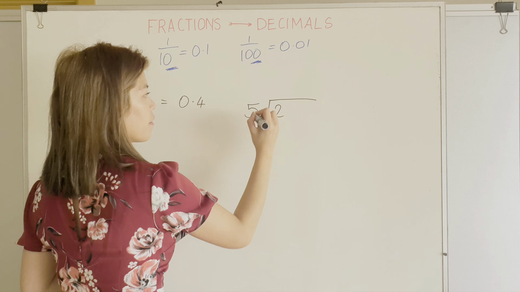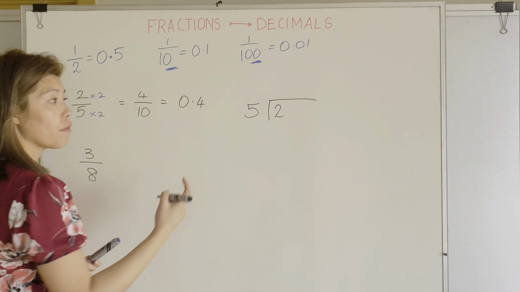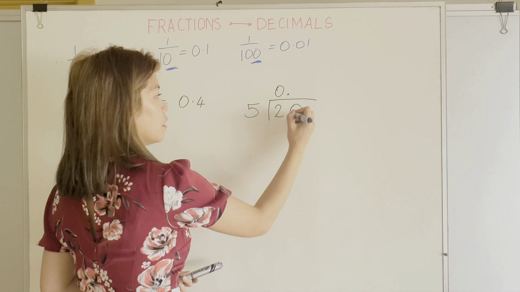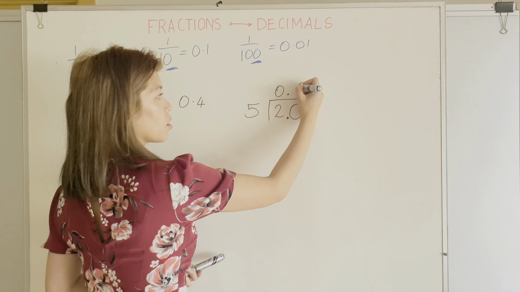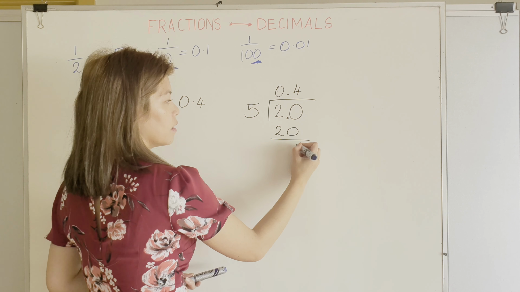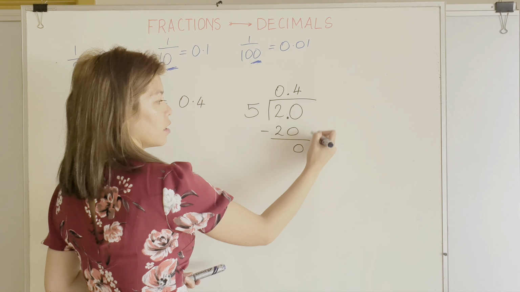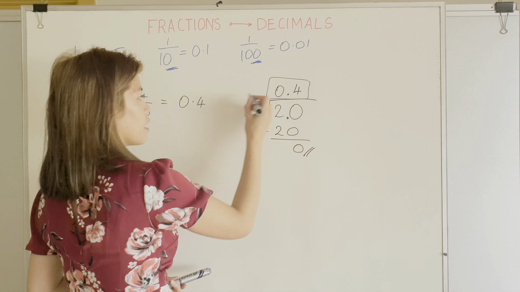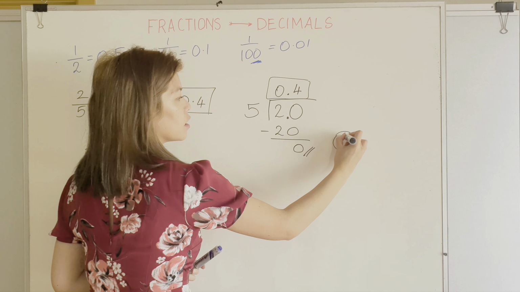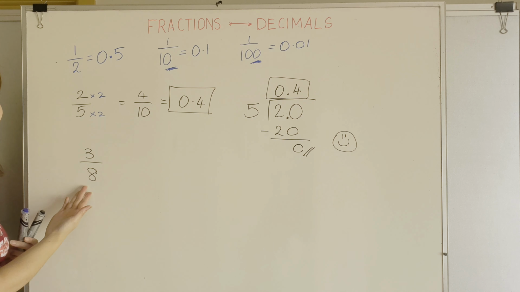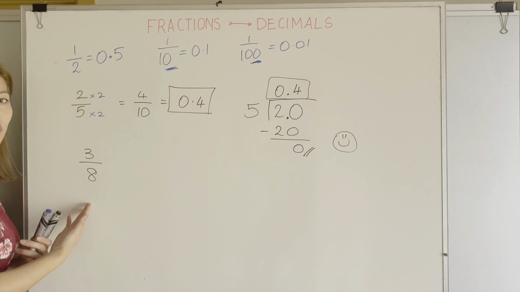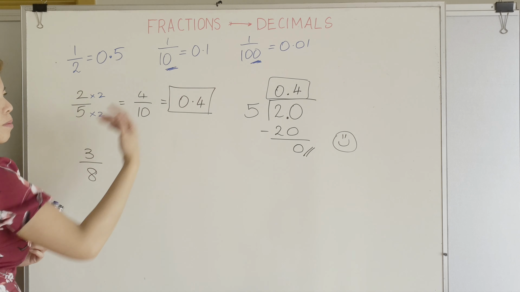2 and 5. Now 5, we do long division. 5 into 2 goes 0. Put a dot. 5 into 20 goes 4 times. 4 times 5 is 20. Remainder 0. So we're done. So the answer is, as we expected, 0.4. So this method works. So we're going to use this for things that can't be multiplied by numbers to make it 10 or 100 or easy decimals as we did before.